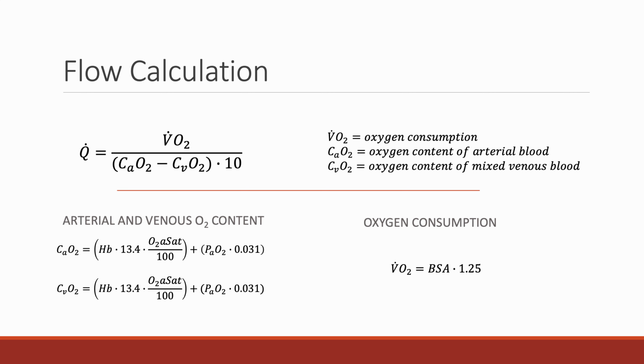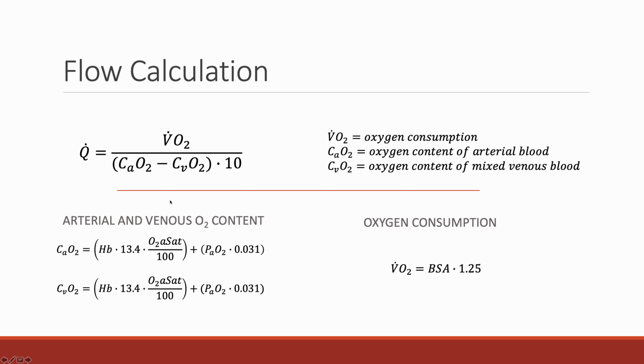So Dr. Fick came up with this very fancy way of calculating the cardiac output. It's a little involved, but essentially flow, that is cardiac output, so Q dot is flow, is equal to the VO2, that is the oxygen consumption of the body, divided by the oxygen content of arterial blood minus the oxygen content of venous blood times 10. All right. Now, to make it more complicated, I have to tell you that the oxygen consumption, the VO2, is the body surface area times 1.25.